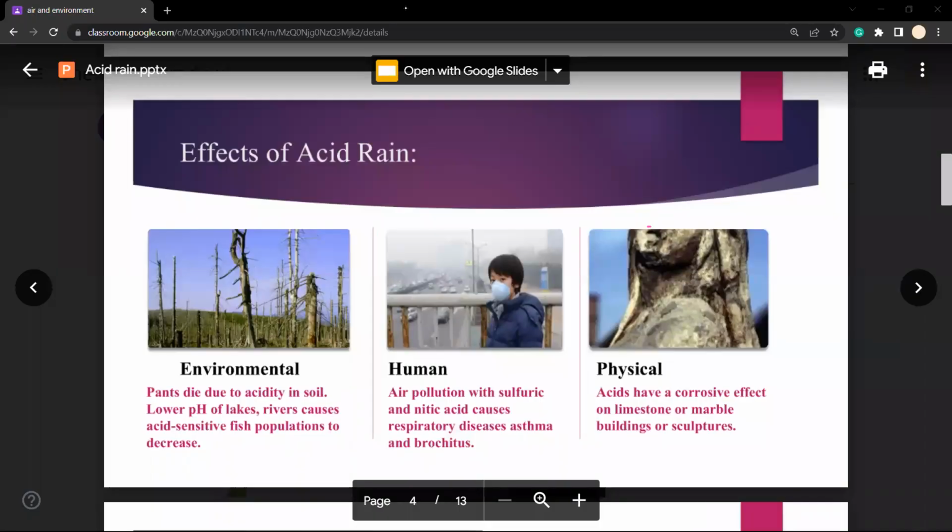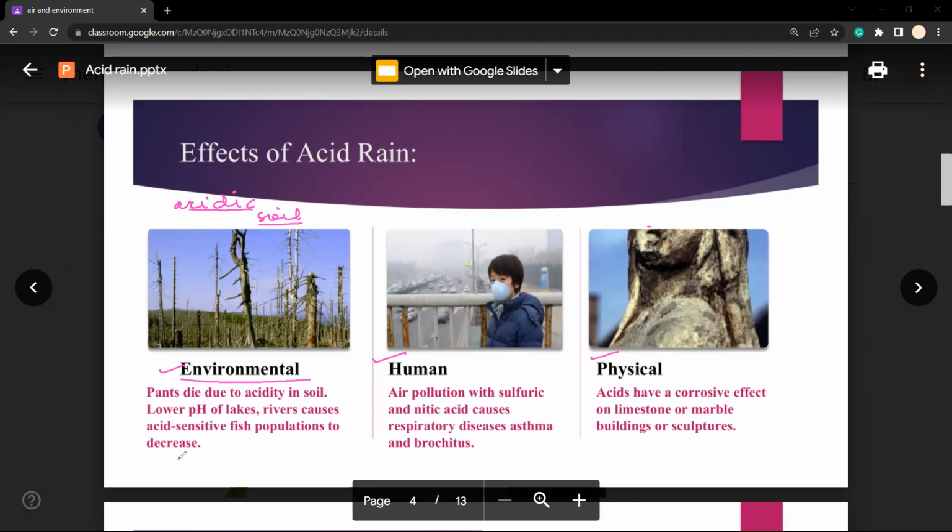When we talk about the effects, we can talk about the environmental impact of acid rain. We can talk about the human impact and the physical impact. When you talk about the environmental impact of acid rain, we can say that because of the acid rain, the plants die due to the acidity. It leads to acidic soil. And there are certain crops which cannot grow on acidic soil. So what we need to do is neutralize that soil.